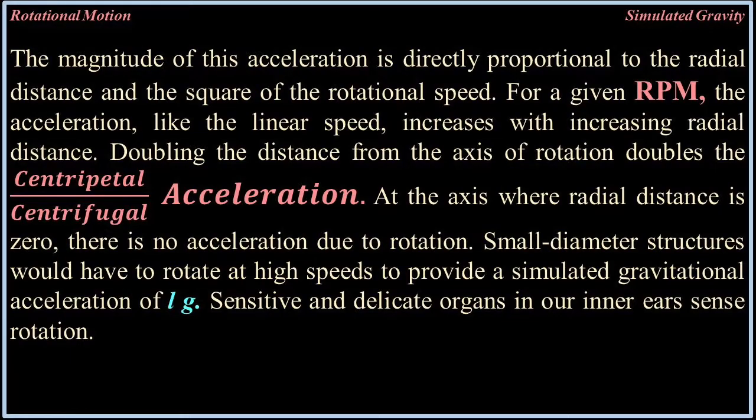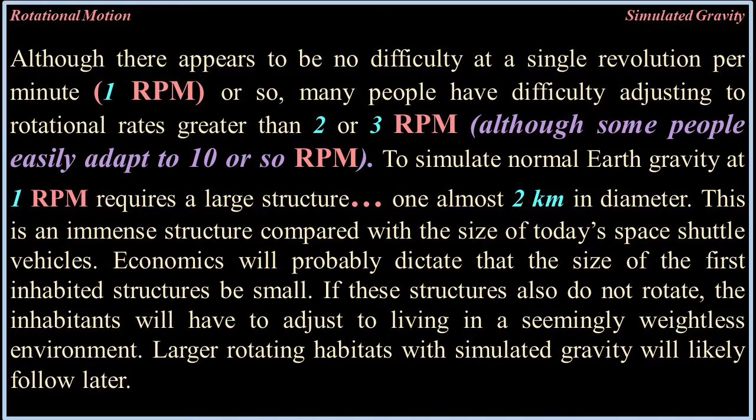Sensitive and delicate organs in our inner ears sense rotation. Although there appears to be no difficulty at a single revolution per minute, 1 RPM or so, many people have difficulty adjusting to rotational rates greater than 2 or 3 RPM, although some people easily adapt to 10 or so RPM. To simulate normal Earth gravity at 1 RPM requires a large structure, one almost 2 kilometers in diameter. This is an immense structure compared with the size of today's space shuttle vehicles.